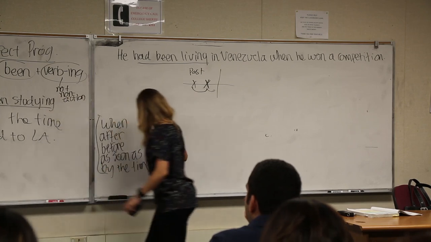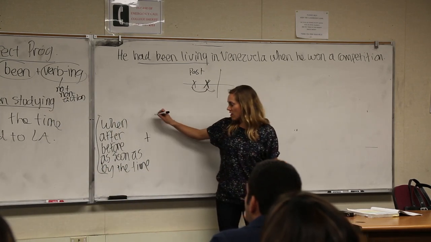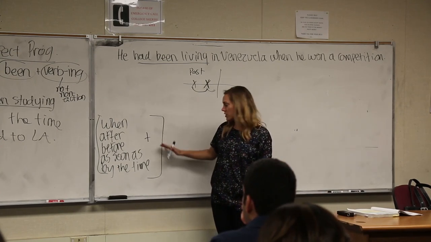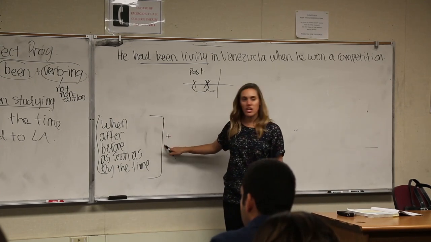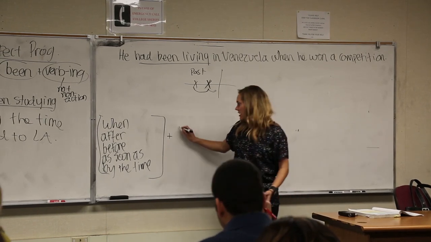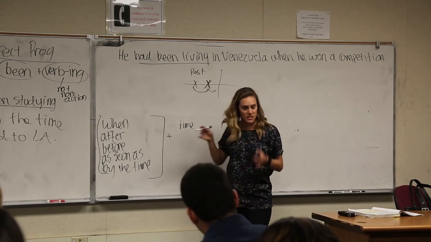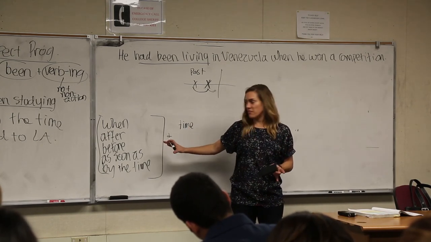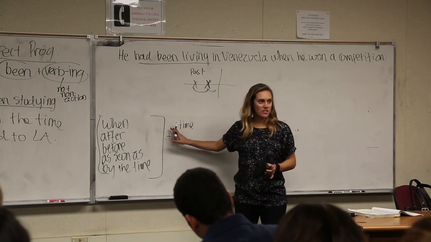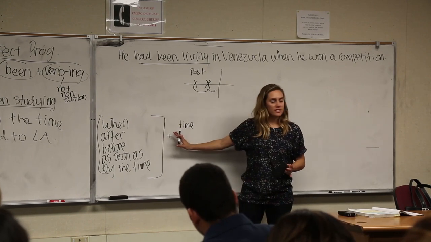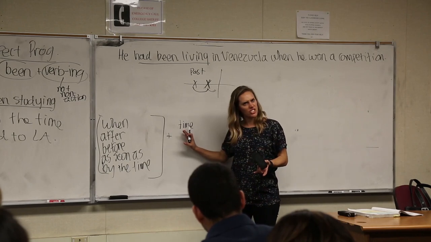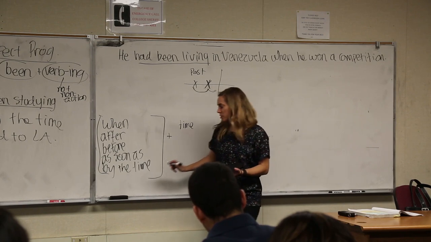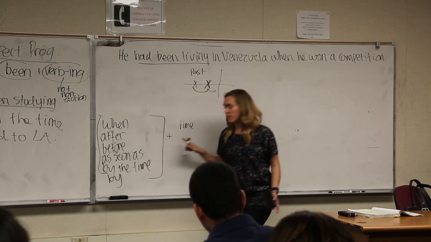So let's first understand that these, remember those time words I told you about? After those time words, you can use a time, okay? And not all of them, some of them, like after lunch, right? Before dinner. As soon as lunch? No, we can't say that, okay? By the time lunch? No, we can't say that. But you could say by lunch, okay?